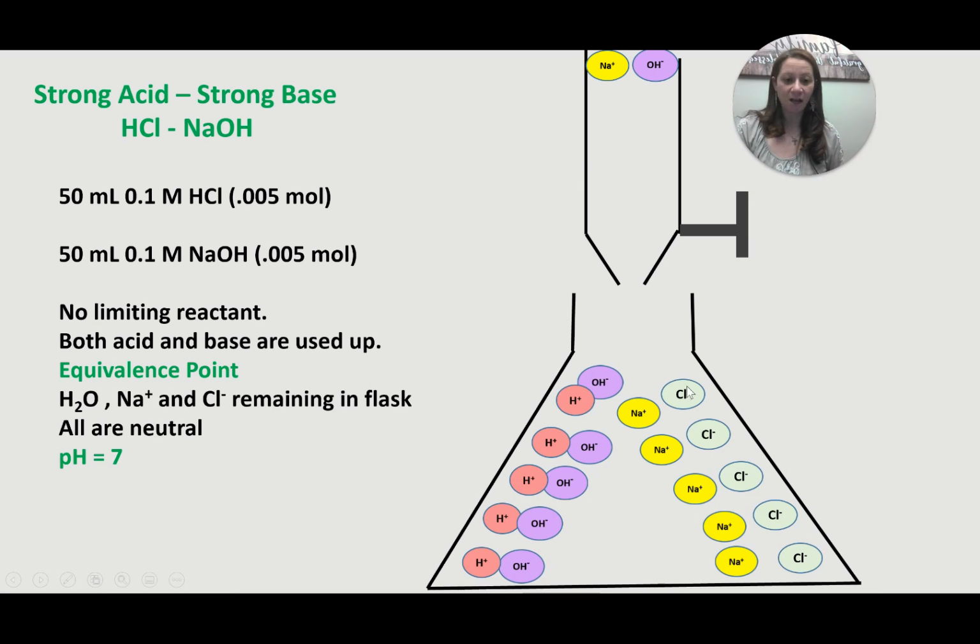And then I have my Cl minuses and my Na pluses. NaCl is a soluble salt, so they're just dissociating, just swimming around in the solution. So what am I left with? Water, Na pluses, and Cl minuses. All of them are neutral, and so the pH is equal to 7.